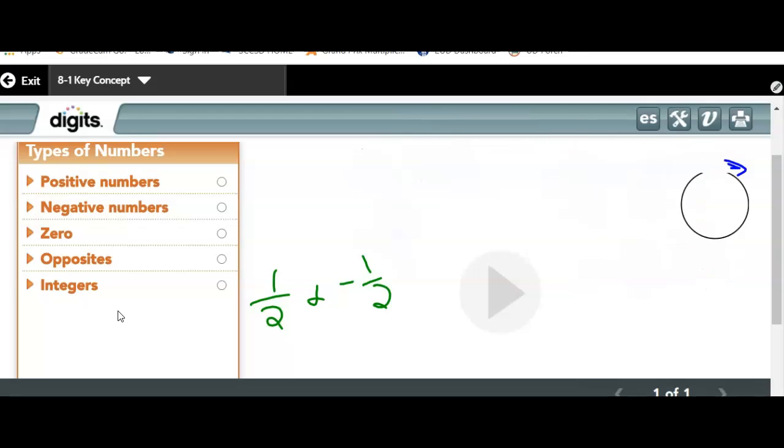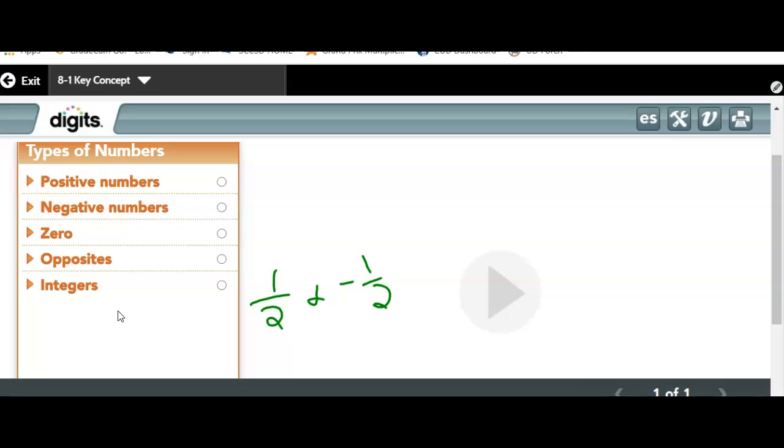What is the definition of an integer, Jay? Read it on your paper. What does it say an integer is? Can you read it out loud? Integers are the set of positive whole numbers, their opposites, and zero. Good. So positive whole numbers, their opposites, and zero.